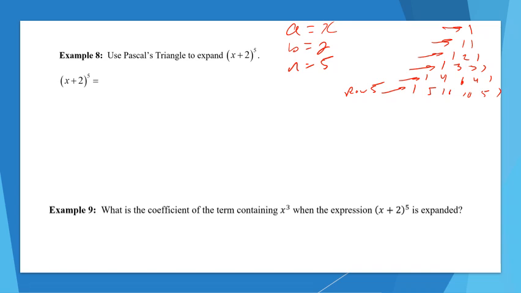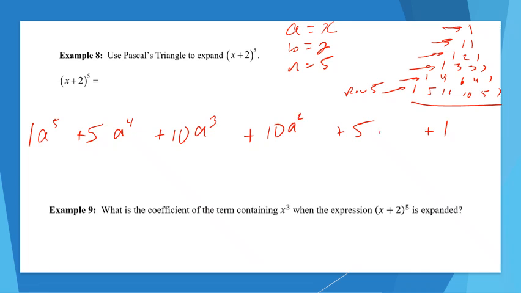Let's take our row 5 and throw our coefficients down. So we have 1, we have 5, we have 10, 10, 5, and 1. And now let's start a to the fifth, a to the fourth, a cubed, a squared, a. And then we have b to the fifth, b to the fourth, b cubed, b squared, and b. And now substitute a in for x. So this just becomes x to the fifth plus 5 times x to the fourth times b, which is 2.